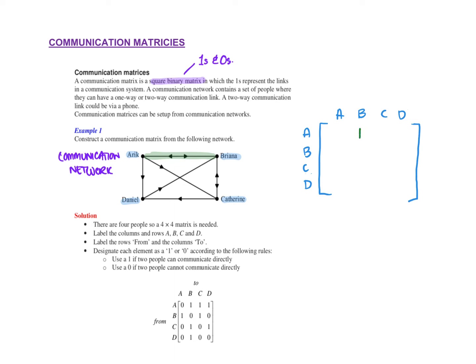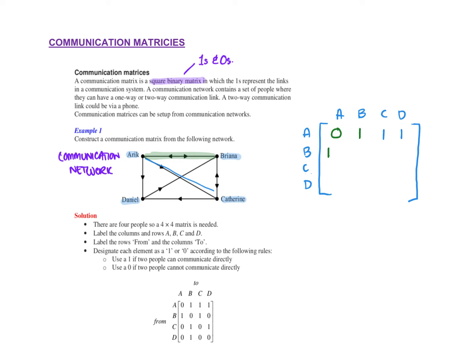Okay, so there's the number 1, and we'll also see it between B and A. So we don't really have anyone, Arik's not going to talk to himself, so this A and A would be 0. Now, can Arik talk to Catherine? Yeah, there's an arrow going down, so I say yes. And can Arik talk to Daniel? Yes, I'm going to put a 1 there.